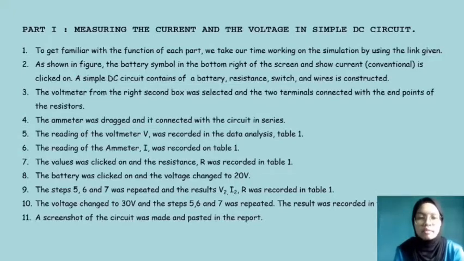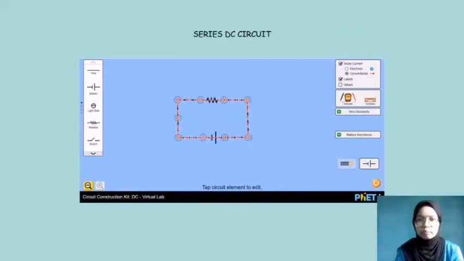Then steps 5, 6 and 7 were repeated and the results V2, I2 and R were recorded in table 1. The voltage was changed to 30 volts and steps 5, 6 and 7 were repeated. The results were recorded in table 1. A screenshot of the circuit was made and pasted in the report. So, this is the example of a series DC circuit.